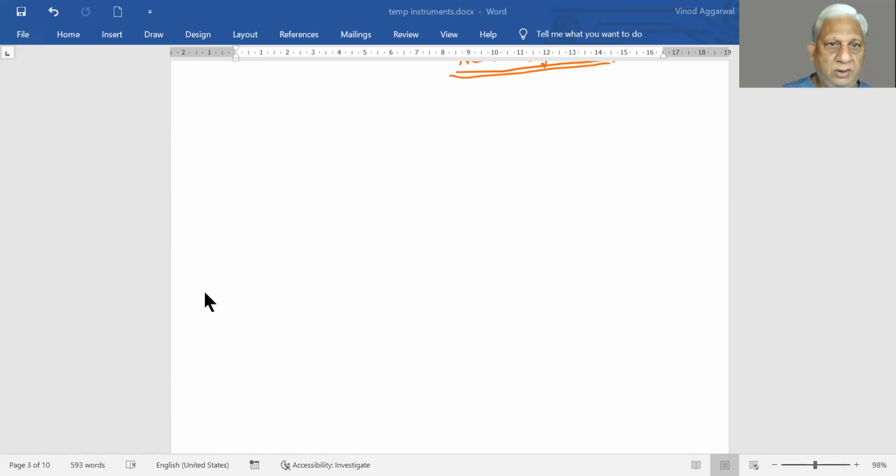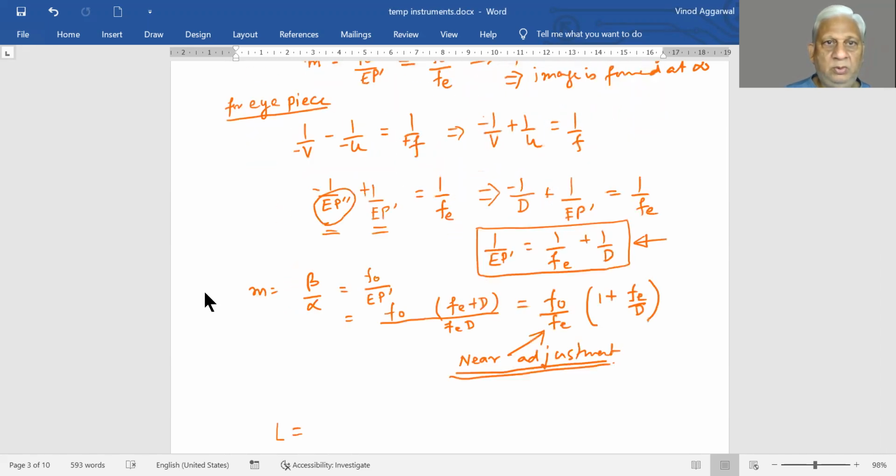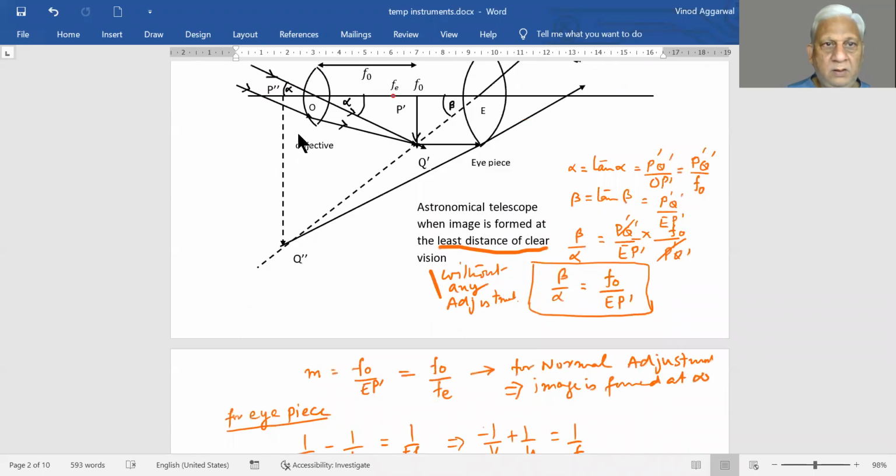Let's try to calculate the tube length of a telescope. Tube length will be basically this length, which is FO, plus this length, or rather it is OP dash plus P dash E.